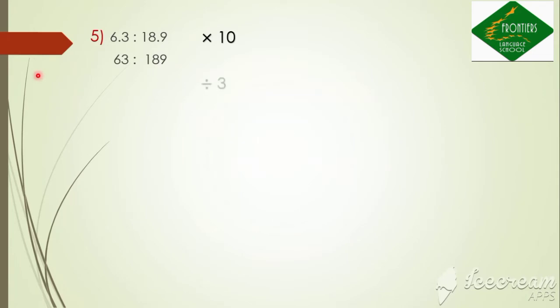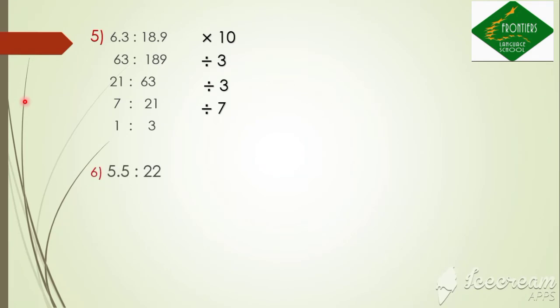It's divisible by 3. When we divide by 3, it will be 21 to 63. So we can divide by 3 again. It will be 7 to 21. This is in table 7. We can divide by 7. It will be 1 to 3. This is the simplest form.